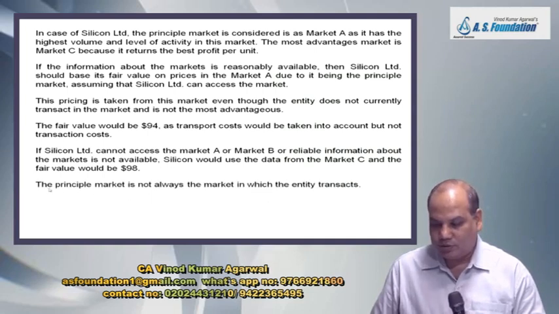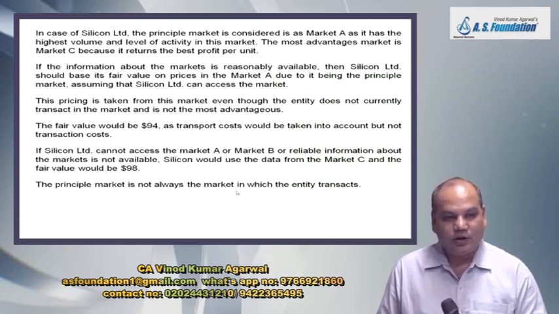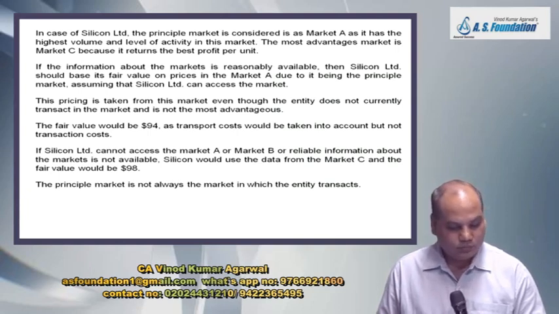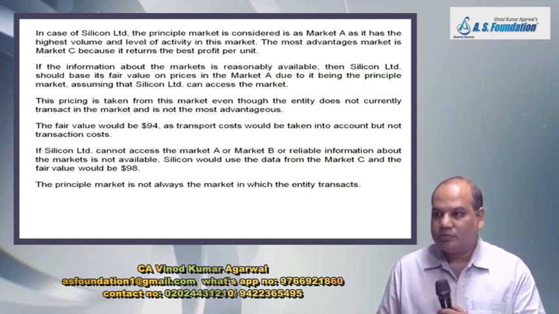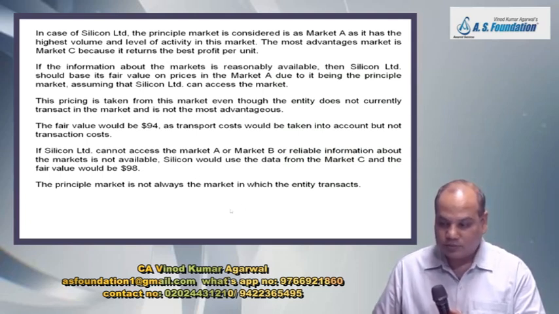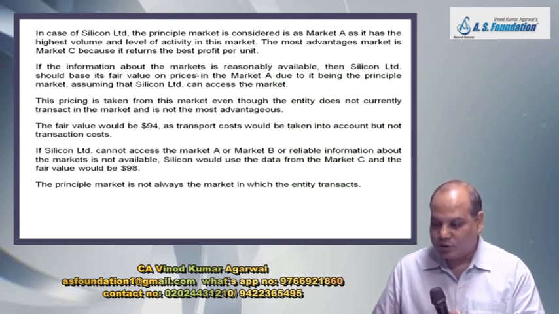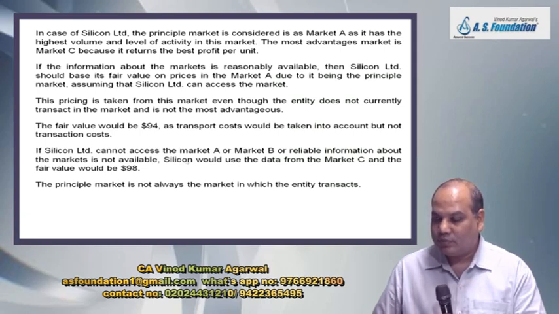And write one note: the principal market is not always the market in which the entity transacts. So this way one has to draft the answer. Everything you mention is based on your assumptions. If A is the principal market, then the answer is 94. If A is the principal market but you can't access it, then we will take C.